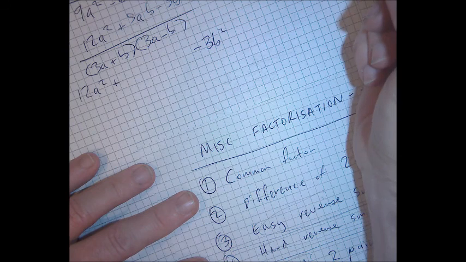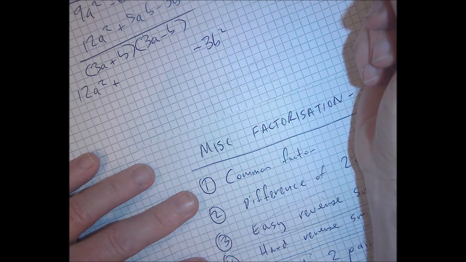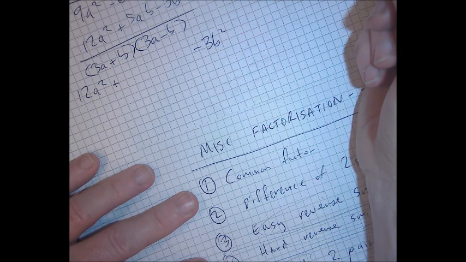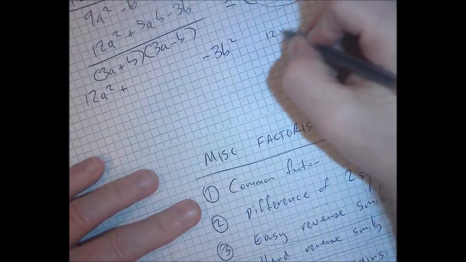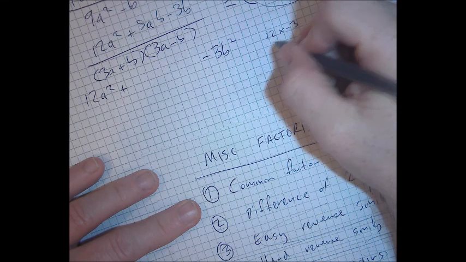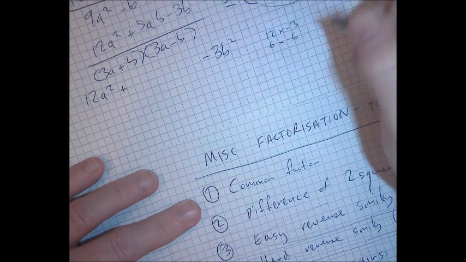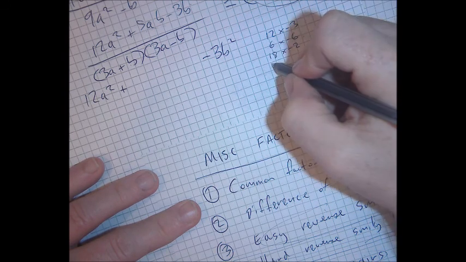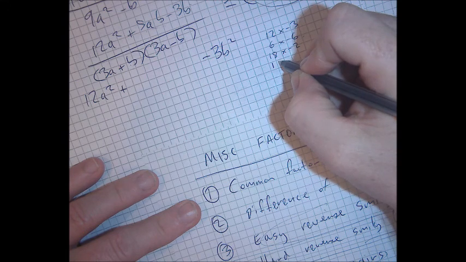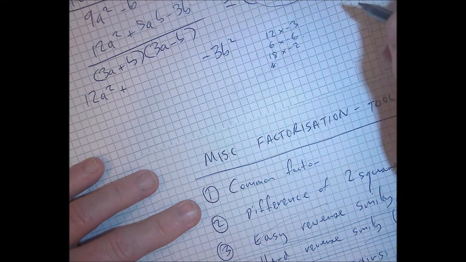So, where could 5 have come from? How could we get negative 36? Could come from 12 and negative 3, could come from 6 and negative 6, could come from 18 and negative 2, could come from 12. I've already done that. What else could it have come from?